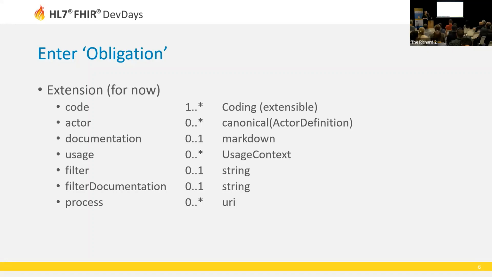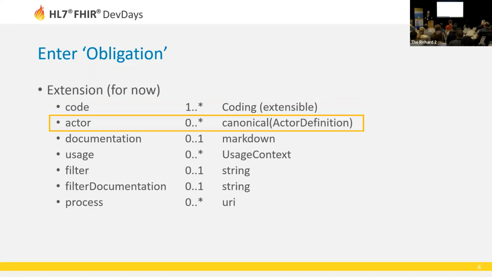But the notion with obligation is, rather than having this Boolean flag of you must support this or not, we can actually now talk in more detail about what expectations are. So there's a whole bunch of stuff here. The first thing is a code, and it's a repeating code, and the code talks about what is it that your actual expectation is. I want you to store, I want you to display, I want you to allow data entry, I want you to hold on to this unchanged, and you can list the specific behaviors that you want to have for this particular element.